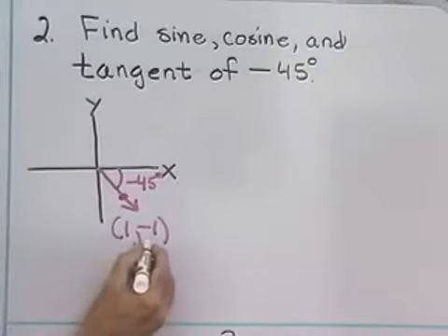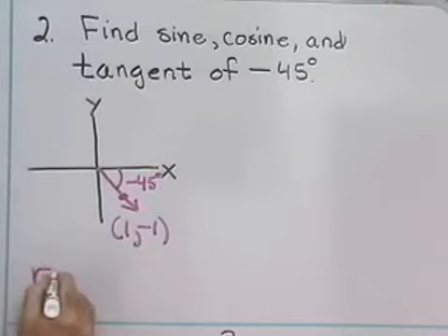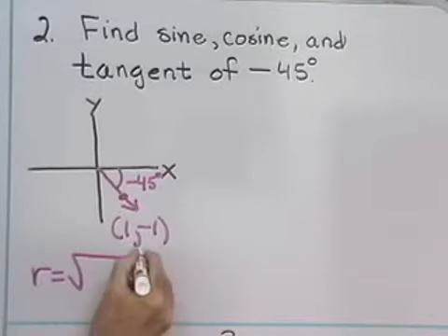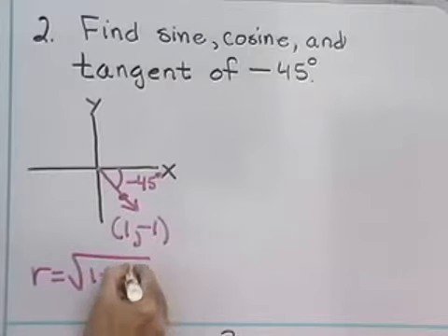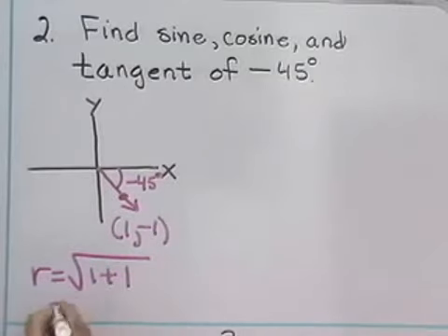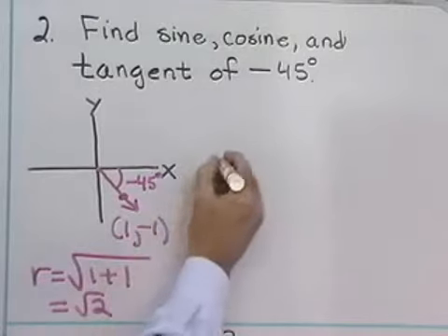So if x is 1 and y is negative 1, r is going to be square root of 1 squared, which is 1, plus negative 1 squared. That square is also 1, and so I get square root 2. So now I can find sine, cosine, and tangent of negative 45 degrees.